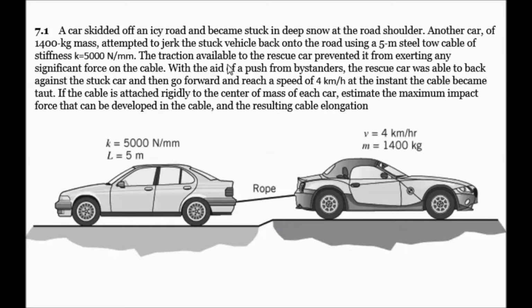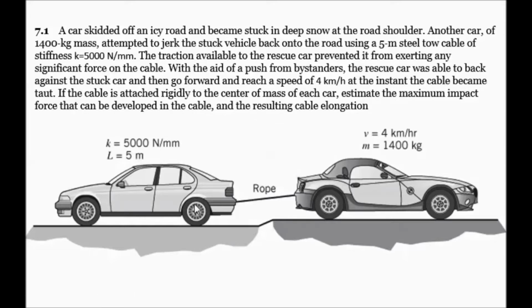The traction available to the rescue car prevented it from exerting any significant force on the cable. Now, with the aid of a push from bystanders, the rescue car was able to back against the stuck car and then go forward and reach a speed of 4 kilometers per hour at the instant the cable became taut. If the cable is attached rigidly to the center of mass of each car, estimate the maximum impact force that can be developed in the cable and the resulting cable elongation.